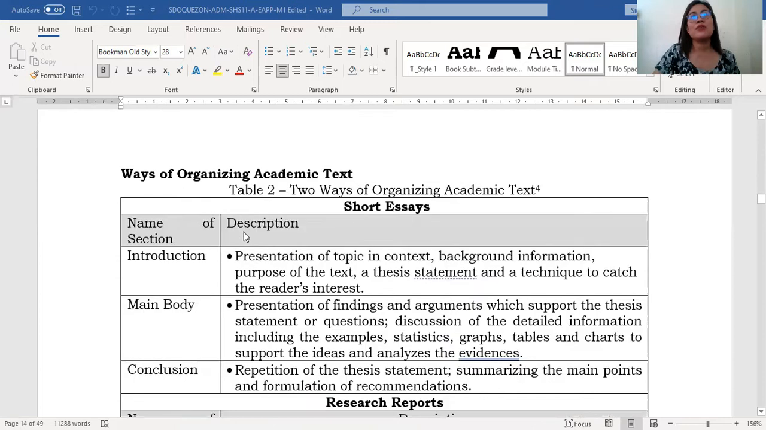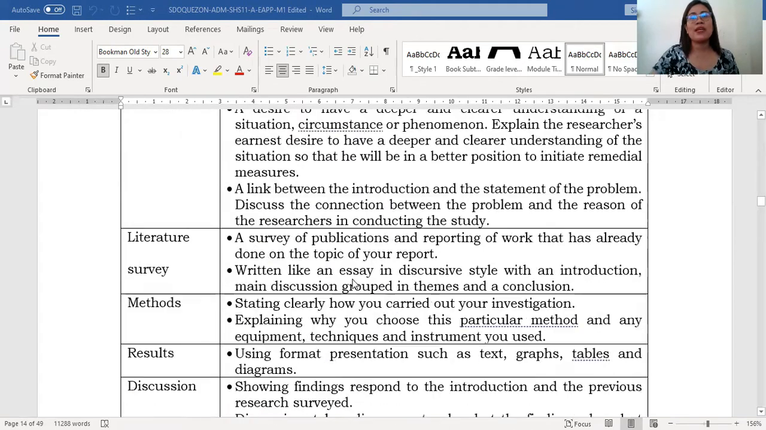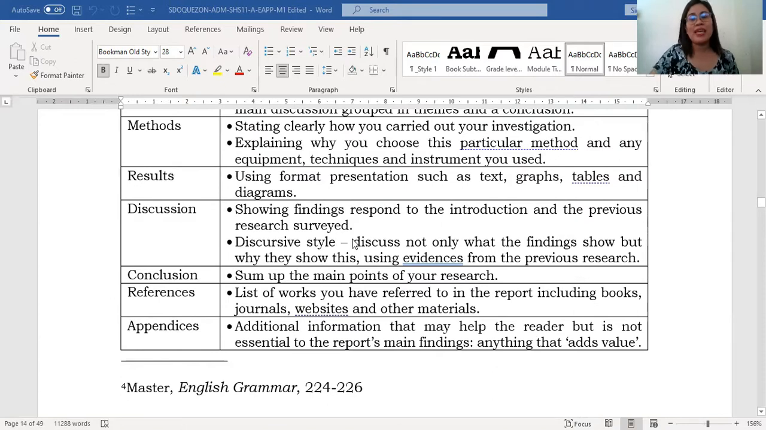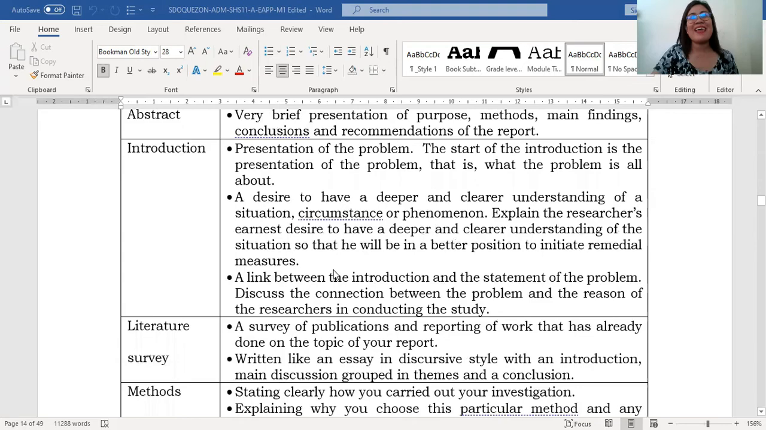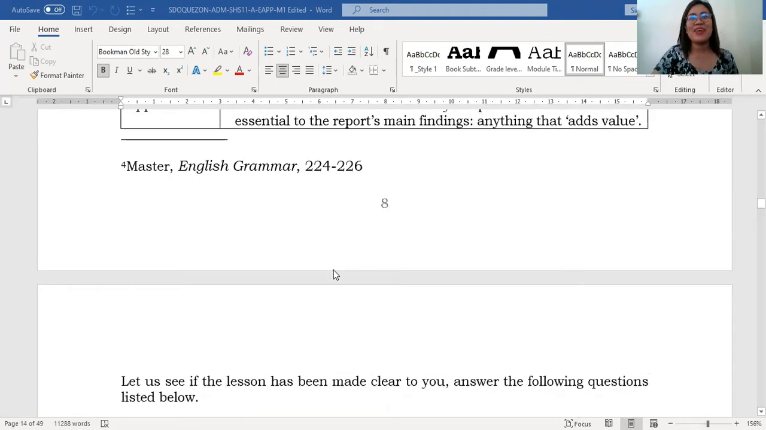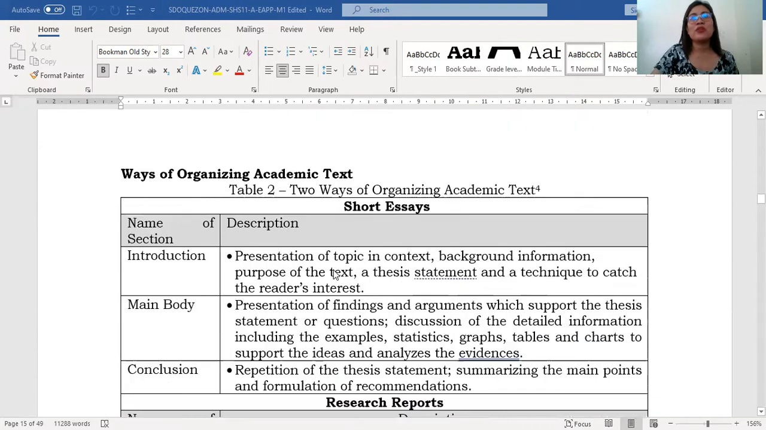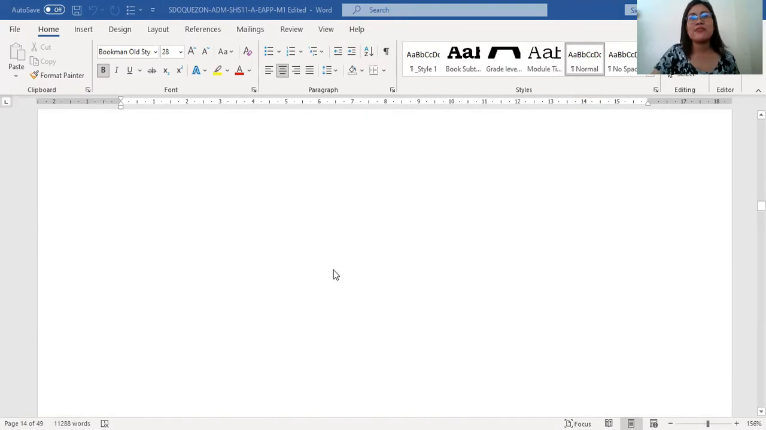For page 8, you'll also be reading the ways of organizing academic texts. In here, you'll see how an essay is organized and how a research report is organized. These two will be the common things that you will be doing in this particular subject, so you'll have to know how these things are done. You have to know how to write an essay and how to write a research report. After that, you'll also be dealing with several questions below the discussion on organizing the different academic texts.